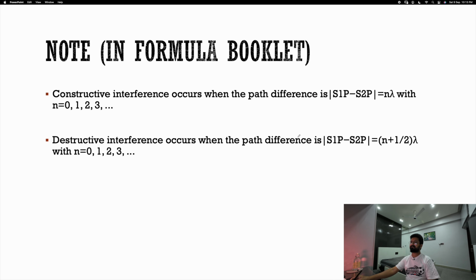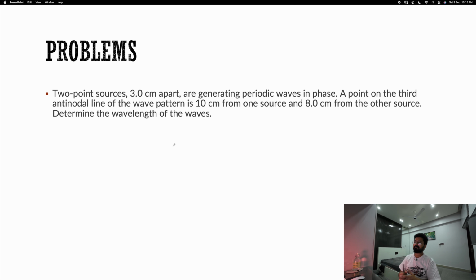Okay, next. In your formula booklet, the condition is written like this. That's the constructive interference is when the path difference is an integral multiple of lambda, where n goes from 0, 1, 2, 3 and so on. Similarly, destructive interference occurs when the path difference is an odd multiple of half lambda, where n is equal to 0, 1, 2, 3. Okay, so let's do a problem.